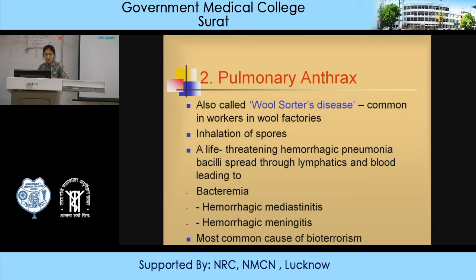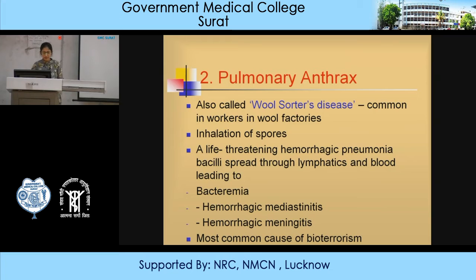This wool is acquired from sheep already suffering from anthrax, and the spores of the anthrax are present on the wool. Whenever this wool goes to the factories and people are exposed to this infected wool, they acquire it by the aerosol route. This is life-threatening because a hemorrhagic pneumonia is produced by this bacilli, and the bacilli spread to the lymphatics and then the blood, which leads to fatal septicemia, hemorrhagic mediastinitis, and hemorrhagic meningitis.